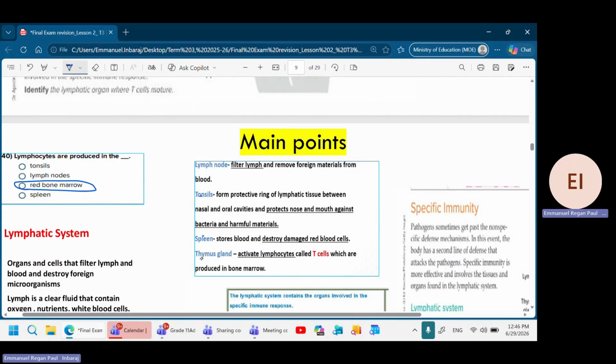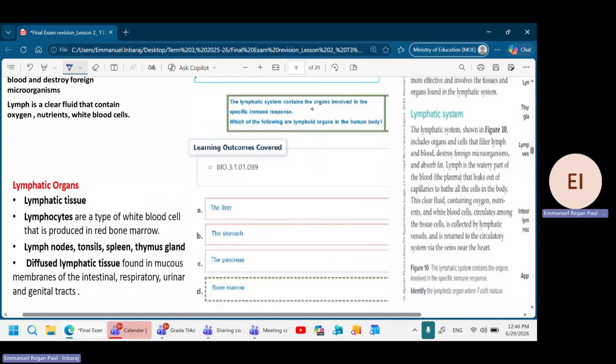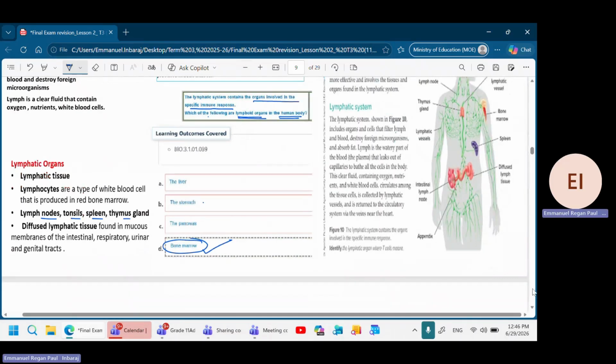Lymph tonsils, what does it do? So study them. And let's go to the next one. You see, the lymphatic system contains organs involved in specific immune response. Which of the following is not a lymphoid organ in the body? Liver, stomach, pancreas, they are not lymphoid. Only the bone marrow. Then you have lymph nodes, tonsils, spleen. They are the lymphatic organs. So the answer is bone marrow. Okay, guys. So let's move on to the next page.